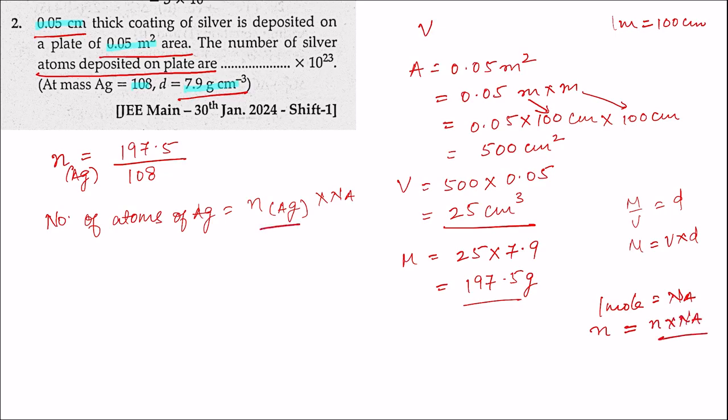So moles of silver multiplied by Avogadro number, this is equal to 197.5 divided by 108 multiplied by 6.022 into 10 to the power 23. Number of atoms of silver will be 11 into 10 to the power 23. In the fill in the blanks, the answer is 11.